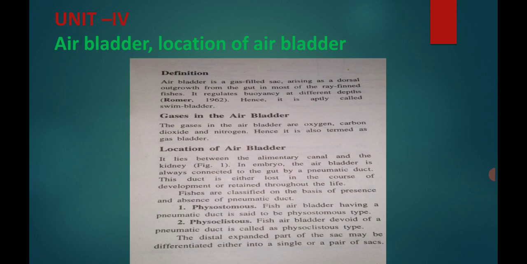In Physoclistous, the fish air bladder is devoid of a pneumatic duct and is called the Physoclistous type. The distal expanded part of the sac may be differentiated either into a single sac or a pair of sacs.